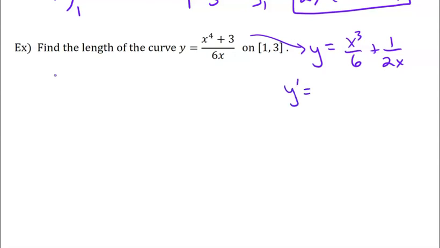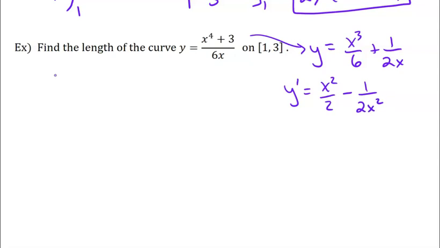So y prime equals, so now this becomes x squared over 2 plus, and this will be 1/2, and then the derivative of x to the negative first would be negative 1 over x squared. So I'm going to do minus 1 over the quantity 2x squared. Okay. Again, can write it with negative exponent if you'd prefer.